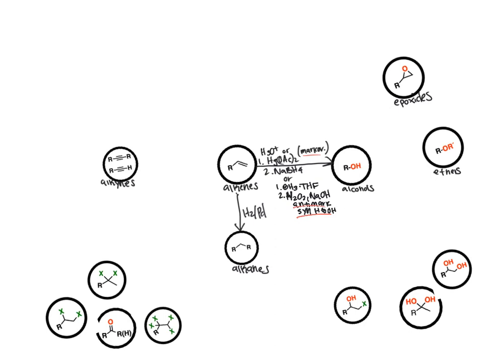Okay, so remember, we had 3 ways to get to an alcohol, but that wasn't the only kind of alcohol we can make. We could have also made a diol, right? So we learned how to make the vicinal diols, syn diol. So OsO4 and NaHSO3.